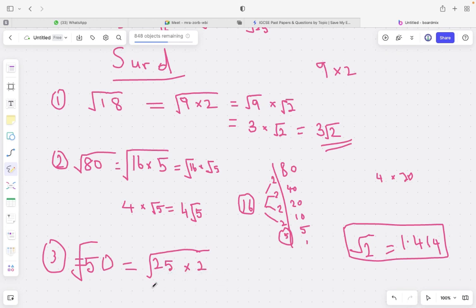Okay? So now 25, you simply separate each one with its own root. First, if you have a root for both of them, you now separate individually. Root 25, that's the next step, multiplied by root 2. So root 25 is 5. If you find the square root of 25, it is 5.